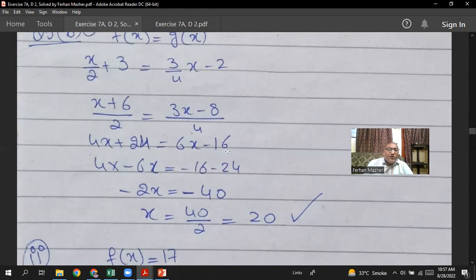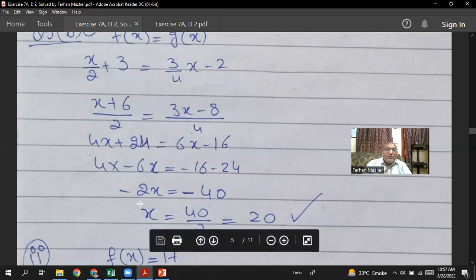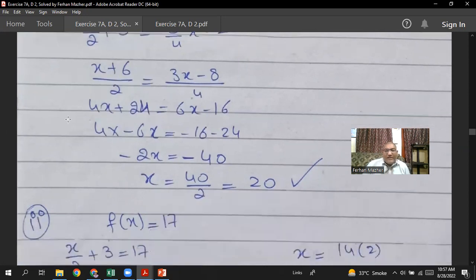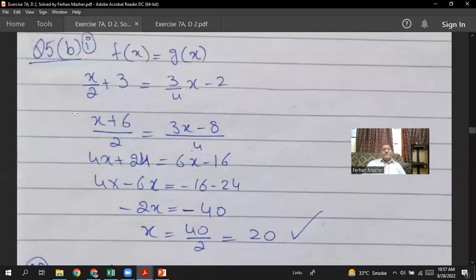This 4 will multiply here, this 2 will multiply here. So you will have 4x plus 24 equals to 6x minus 16. So 4x minus 6x is equals to minus 16 minus 24. So minus 2x is equals to minus 40. And here we go. X will be equals to minus minus cancel, 40 by 2, and that will be 20.